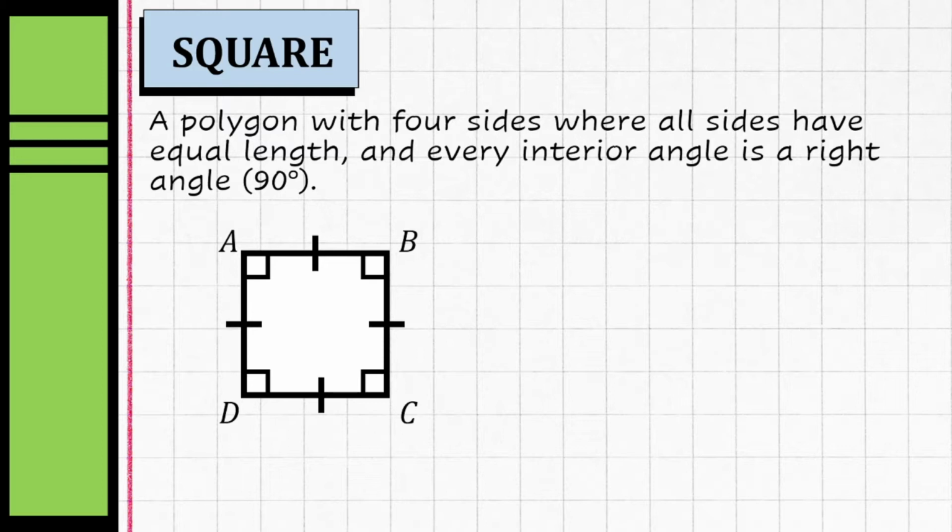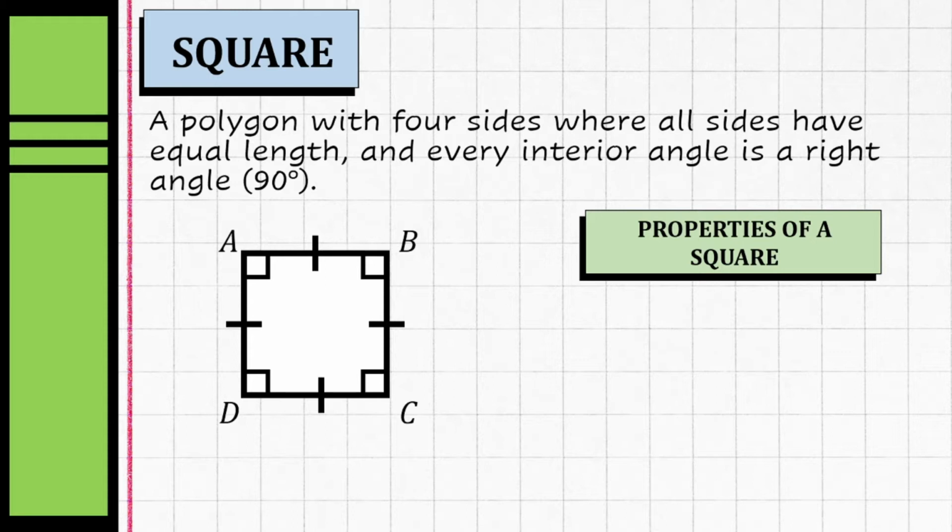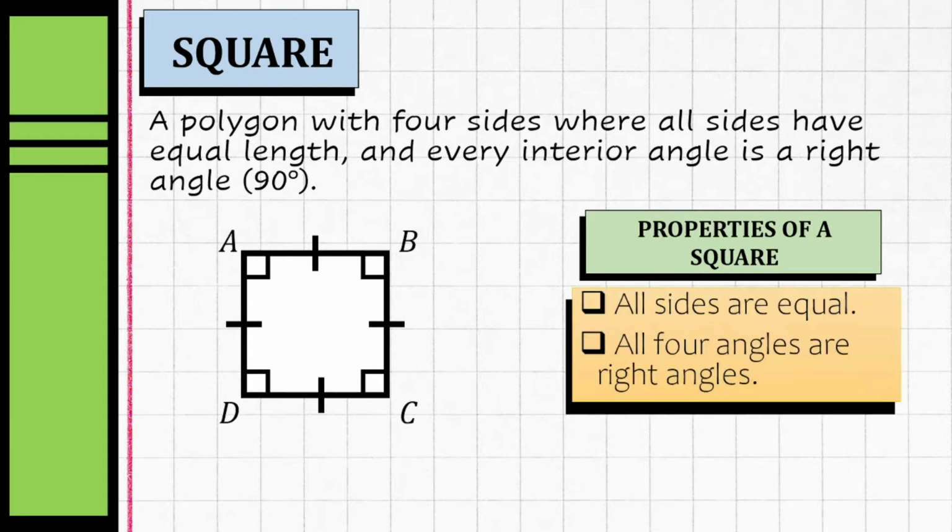And let's identify the different properties of a square. According to the definition, one of the properties of a square is that all sides are congruent, or all sides are equal, and all 4 angles are right angles. As you can see, it is based on our definition.